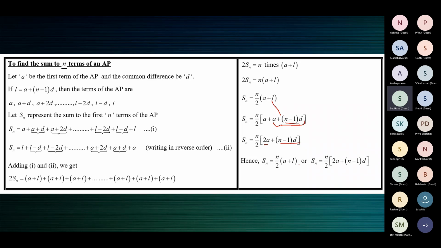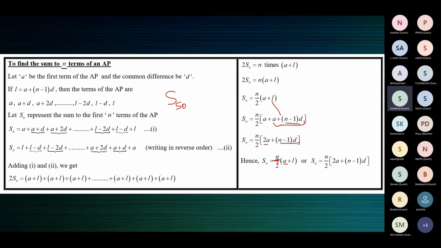Now, supposing there are numbers 1, 2, 3, 4, 5 till 100, an AP of the first 100 natural numbers. And if you want to find the sum of the first 50 natural numbers, S50, then n will be 50 because you're trying to find the sum of the first 50 terms. But there are terms after that. There are 100 terms, but you want to find the sum of the first 50 terms. So A50 will be the last term.